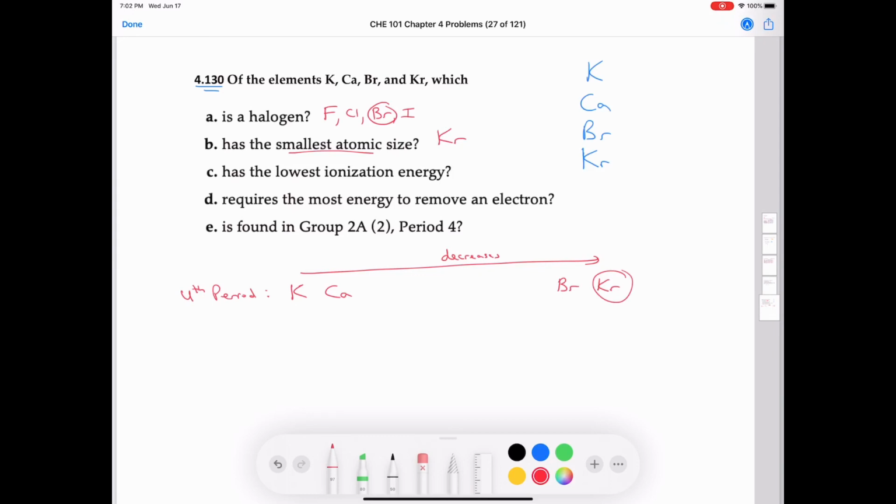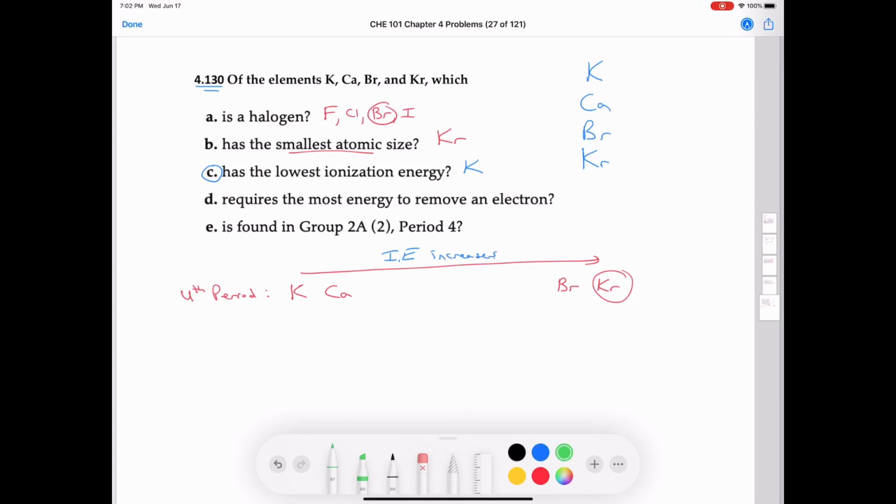atomic size. The next question, C, asks us which one will have the lowest ionization energy. The one with the lowest ionization energy will be the one that is the biggest because the electrons will be the furthest away from the nucleus, and therefore potassium will be the element in this group with the lowest ionization energy. Ionization energy actually increases as we go across a period.